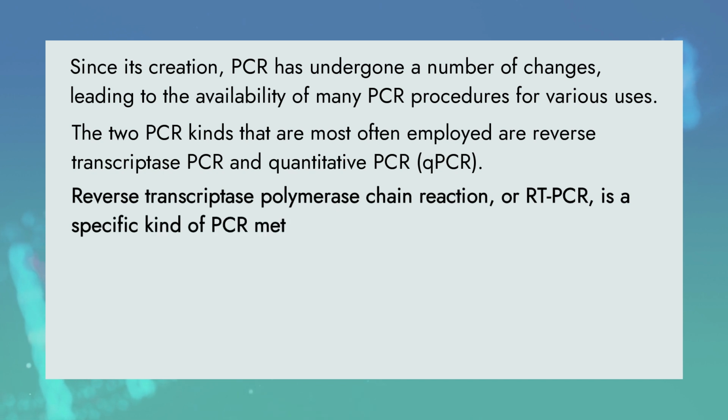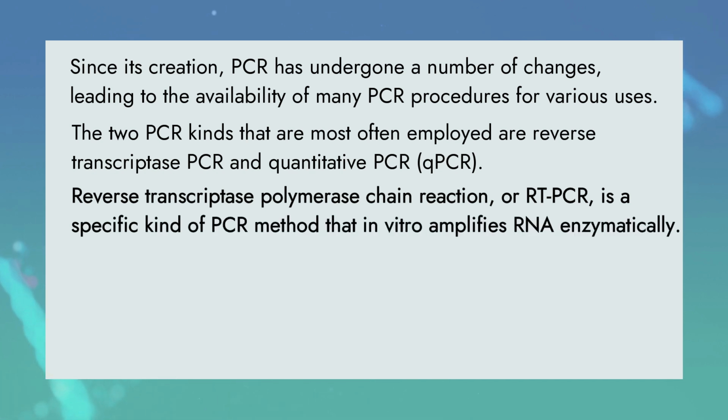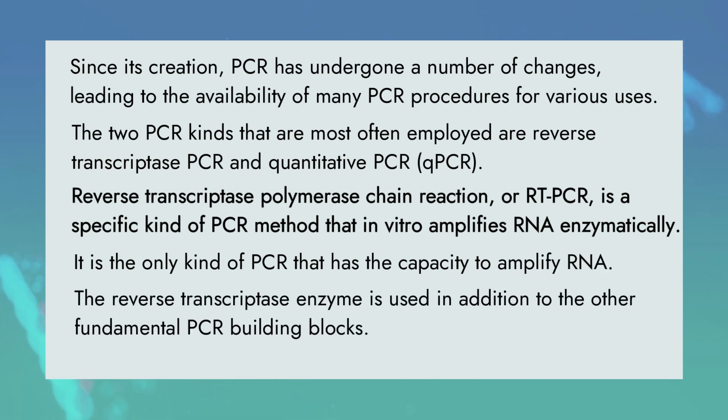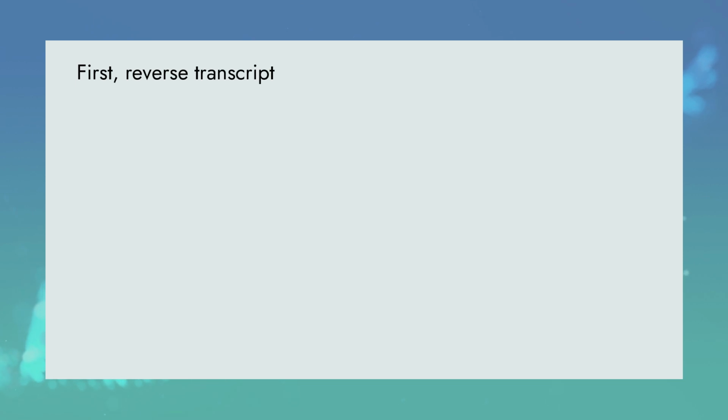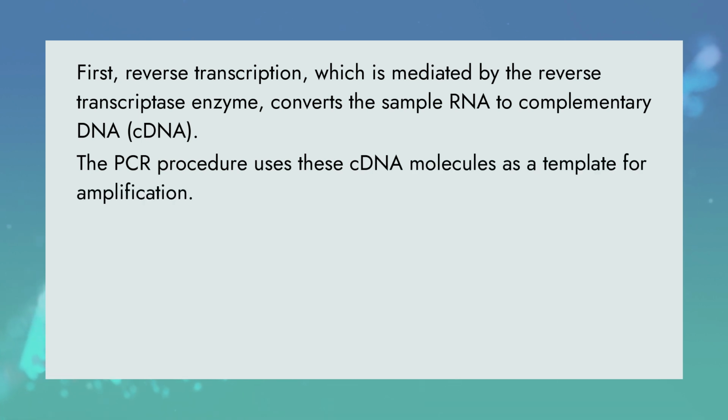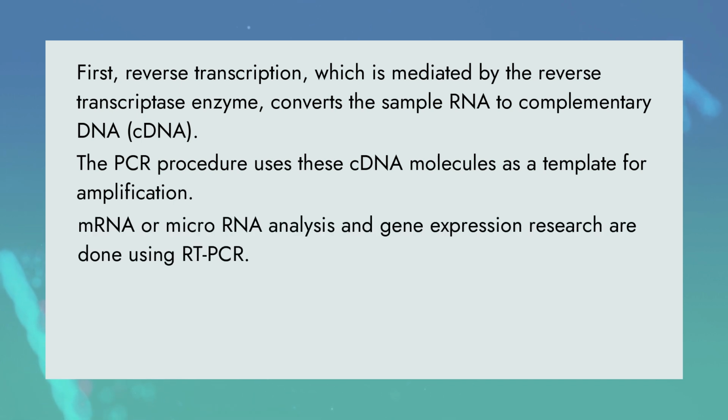Reverse transcriptase polymerase chain reaction, or RT-PCR, is a specific kind of PCR method that amplifies RNA enzymatically in vitro. It is the only kind of PCR that has the capacity to amplify RNA. The reverse transcriptase enzyme is used in addition to the other fundamental PCR building blocks. First, reverse transcription, which is mediated by the reverse transcriptase enzyme, converts the sample RNA to complementary DNA, cDNA. The PCR procedure uses these cDNA molecules as a template for amplification. mRNA or microRNA analysis and gene expression research are done using RT-PCR.